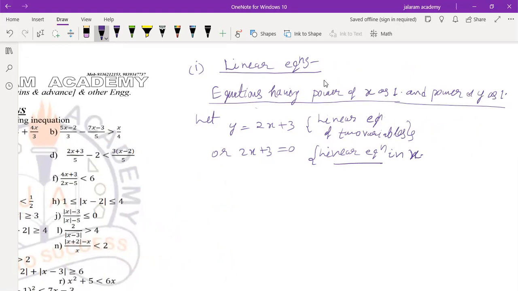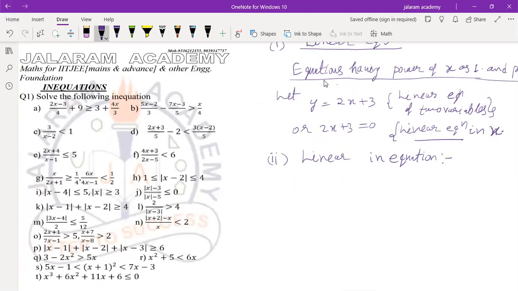Yes, sir. And now the second thing which we are going to discuss today is linear inequation. So what is the meaning of linear inequation? It means the inequation has only power of 1. For example, the first question of this exercise is a linear inequation: 2x minus 3 by 4 plus 9 is greater than or equal to 3 plus 4x by 3. Is that clear to you? Power of x is 1 everywhere, so this is a linear inequation. Is that clear to everyone?